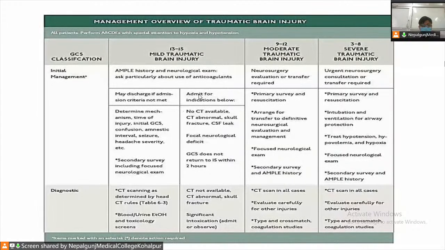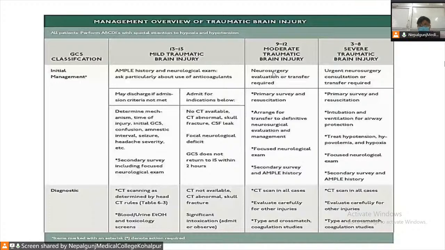But if there are certain conditions like the indications below, we need to admit the patient: no CT available, CT abnormal, skull fracture, CSF leak. If there is focal neurological deficit and GCS does not return to 15 within 2 hours, they need to be admitted. But if the patient is normal and we are able to have a CT that is normal, we can discharge. But still, we should be cautious and patients should be advised accordingly.